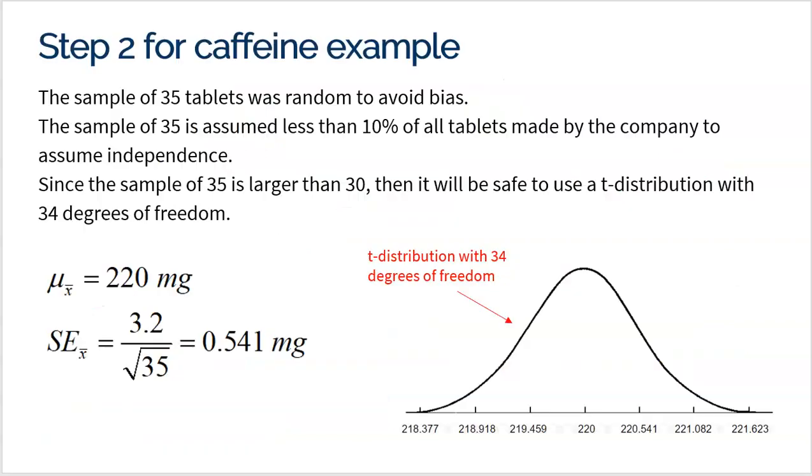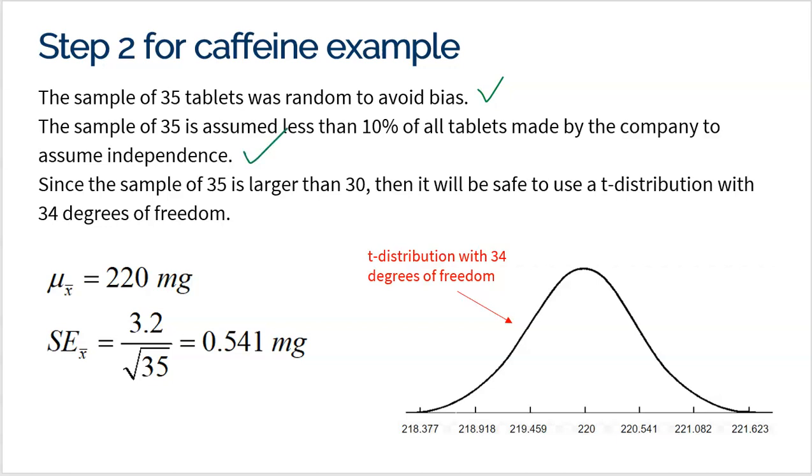So let's take a look at what that looks like for our caffeine example here. All right, so the first thing I want to do is run through the three conditions real quick. So the sample of 35 tablets was random to avoid bias. That needs to be checked off. The sample of 35 is assumed less than 10% of all tablets. I mean, you've got to assume if it's a big company, they make hundreds of thousands of caffeine tablets. So 35 is under 10% of them to assume independence.